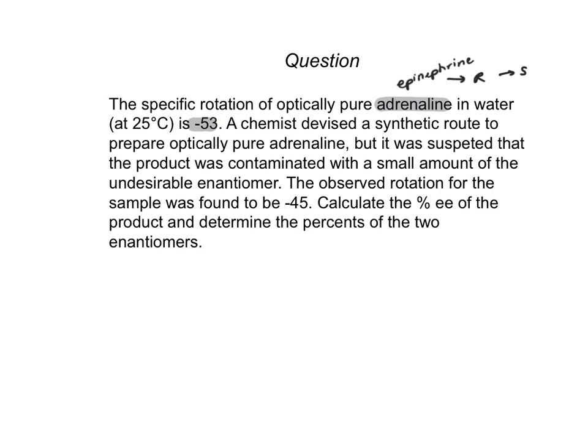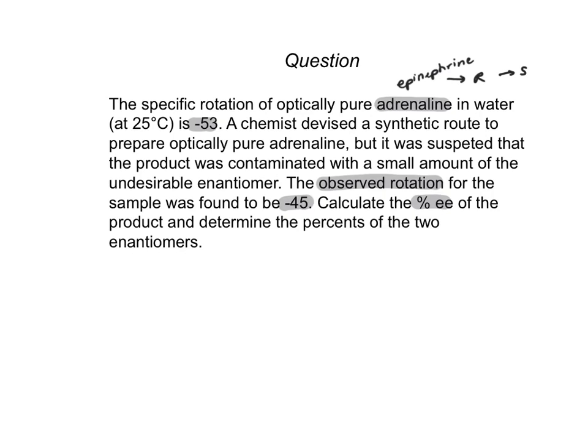So he does this. There's a chance that some of the S enantiomer is in there. And so he takes his newly synthesized solution and he measures the observed rotation. And for that observed rotation, he finds it to be minus 45 degrees, right? So again, this should already indicate the fact that he does not have an optically pure sample. There is some amount of the S enantiomer in there. So now he wants to calculate, again, this percent EE so that he knows how much of the 2 enantiomers he has, okay?